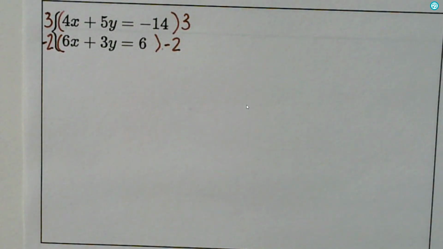Welcome. Hey, so they have to be the same number, opposite signs. We could do negative 3 on top and positive 2 on bottom if we wanted to. So again, infinite number of ways you could do this. But this is how we're going to do this one.